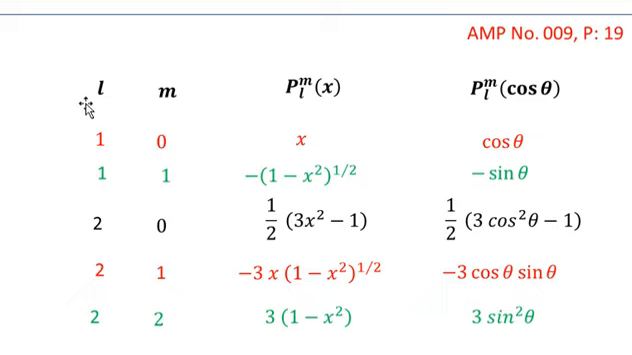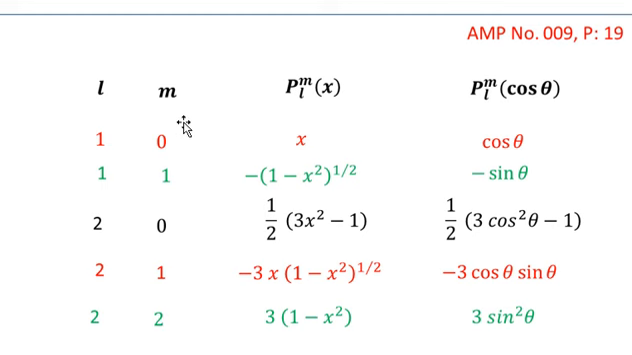You see that for each value of L, M takes values from -L to L. When L is equal to 1, M will take three values, 0 and plus minus 1. And when L is equal to 2, M takes five values, 0, plus minus 1, plus minus 2.